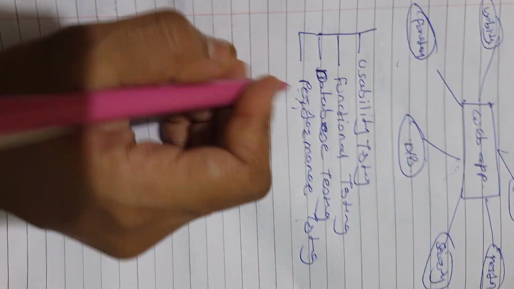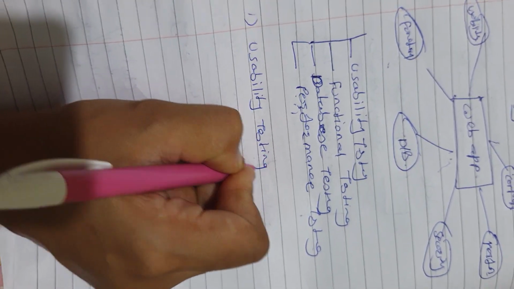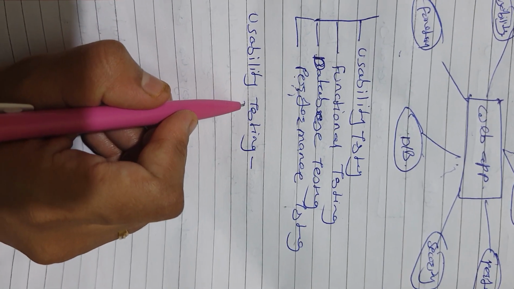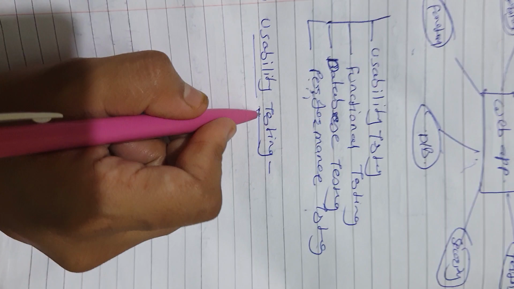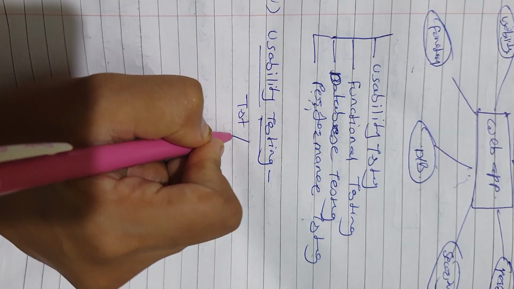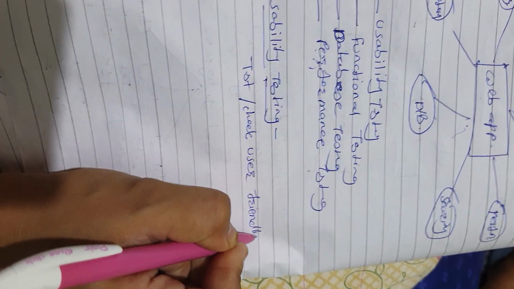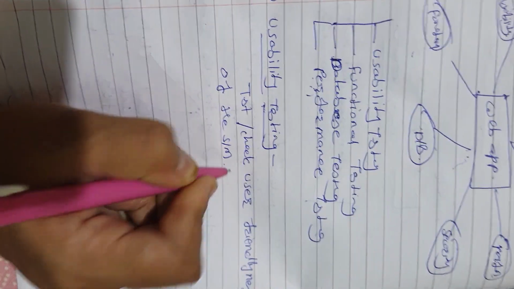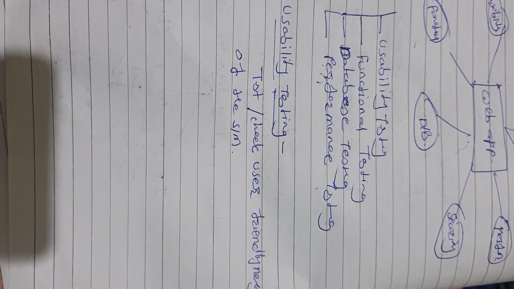So first one is usability testing. Now what is usability testing? Usability testing means you test or check the user friendliness of the system or software. What is the role of usability testing? You can test the user friendliness of the system or software.